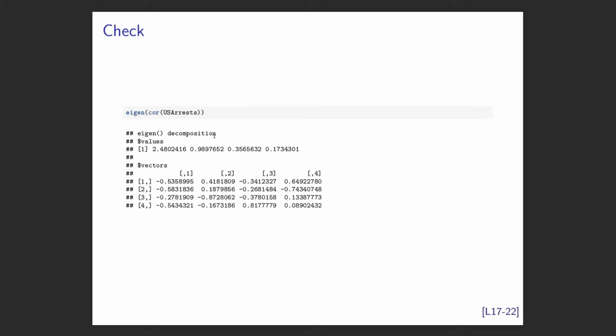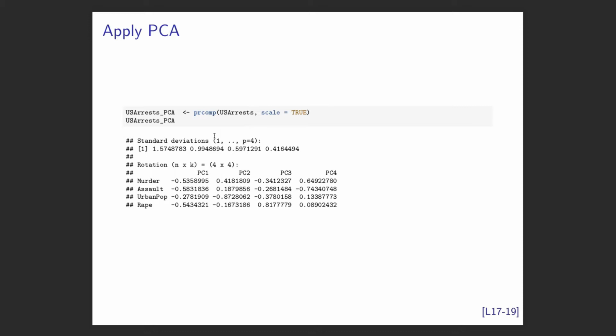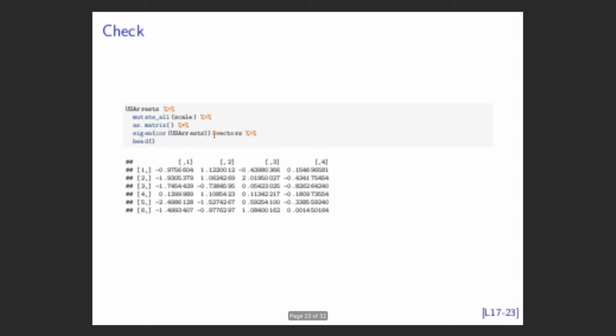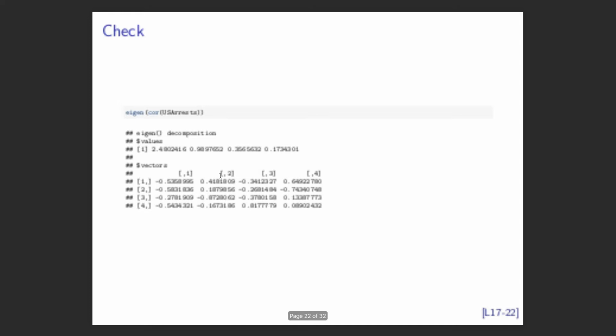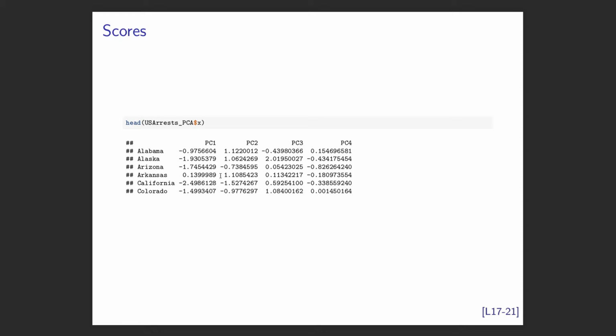If we flick back, they should correspond to the rotation, the loadings. So it does agree. It's just doing basically an eigenvalue decomposition. And then the other thing is, I took my US, I scaled them all, I converted to a matrix, and then I multiplied that by them vectors. And you should find now these values match that. So all that's happening underneath is it's just doing an eigenvalue, eigenvector decomposition and some multiplications.